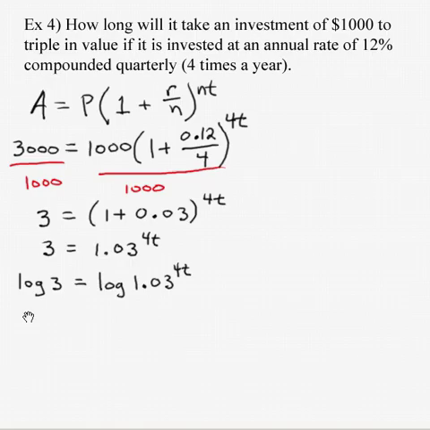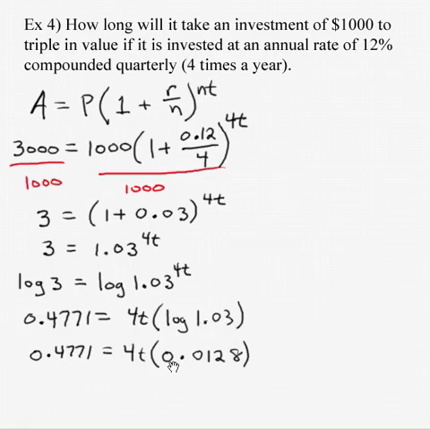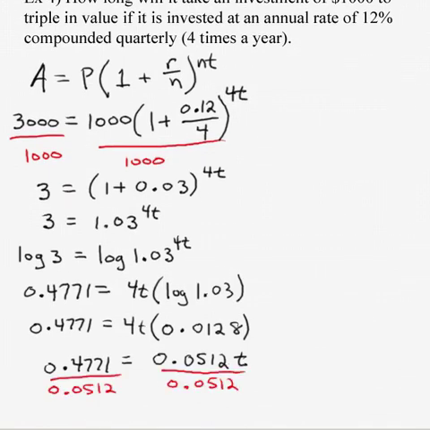And you might say, wait a minute, what happened to natural logs? Well, I didn't have base e. That's when I really want to use natural logs, when we have base e. So in this case, I'm going to use base 10 logarithms, and that will work just fine. So the log of 3 base 10 is 0.4771. When you get the log of a number raised to a power, that's the same thing as the power times the log of that number. We'll look up the log of 1.03, which turns out to be 0.0128. Multiply that by 4. And then we will divide both sides by 0.0512 to find out what t is.